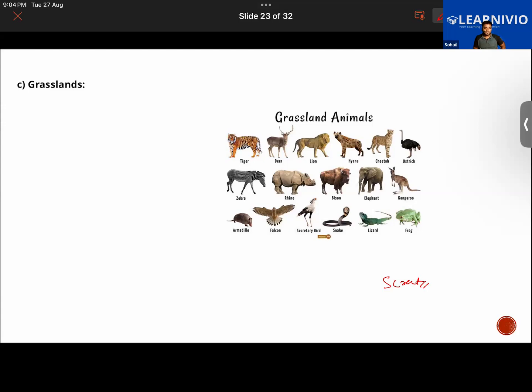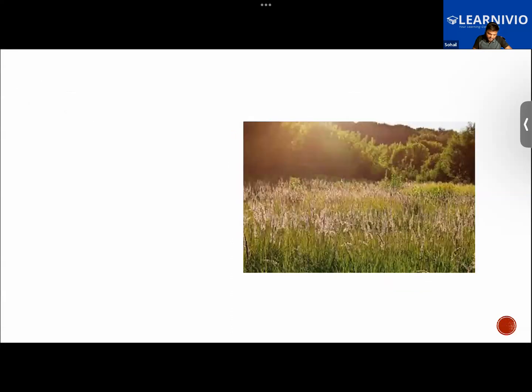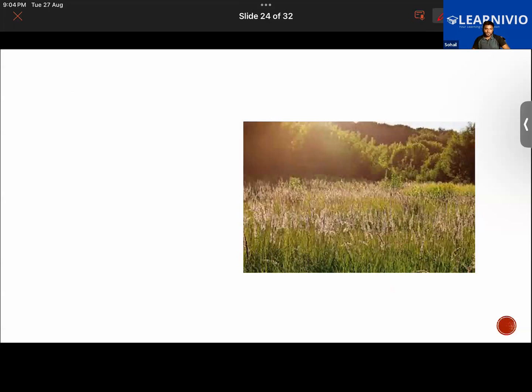Now, talking about what grasslands are, we define grasslands as open, flat areas on land that are covered by grass. For instance, have a look at this image over here. This area of land on Earth is covered with grass. These are grasses.